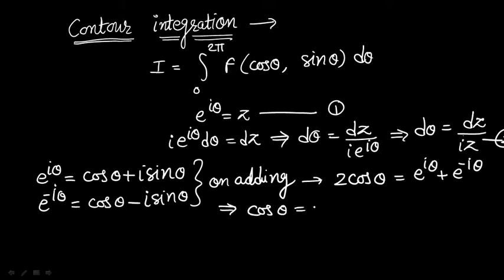Cos theta equal to 1 by 2. Now here e to the power i theta is z by using equation 1. Therefore cos theta equal to 1 by 2 of z plus 1 by z, that means z to the power minus 1. This is equation number 3.